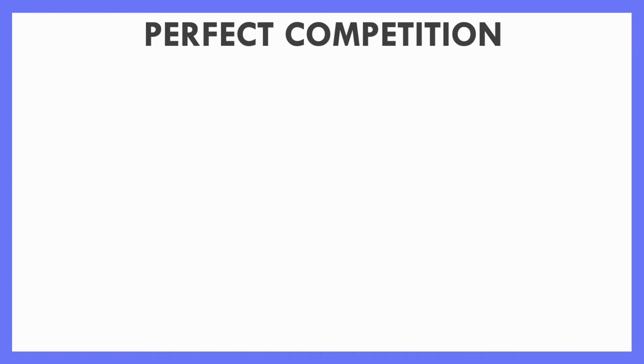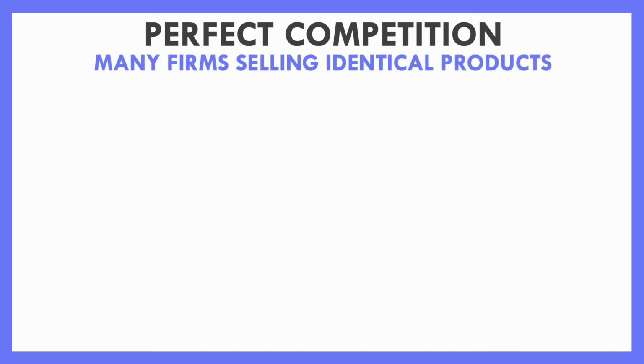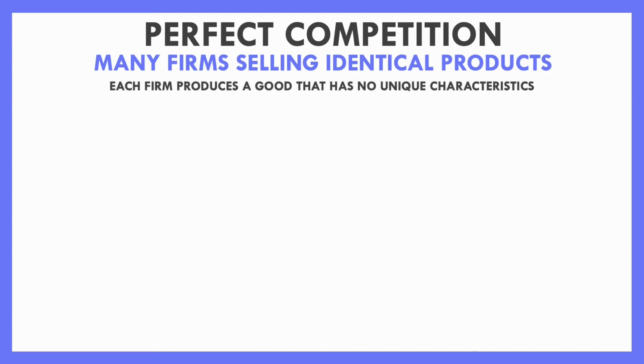So for perfect competition, the way we can describe it is it's many firms, lots of different companies selling identical products. That's the weird part here, the products are exactly identical. There's no difference between one company's product and another's. Each firm is producing a good that has absolutely no unique characteristics.